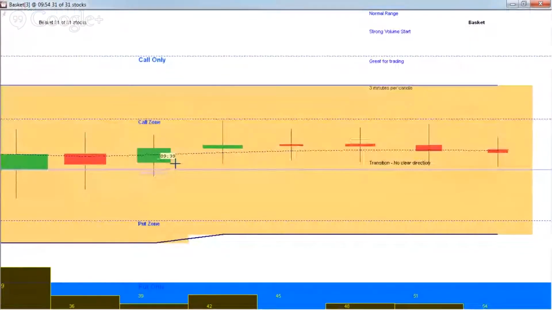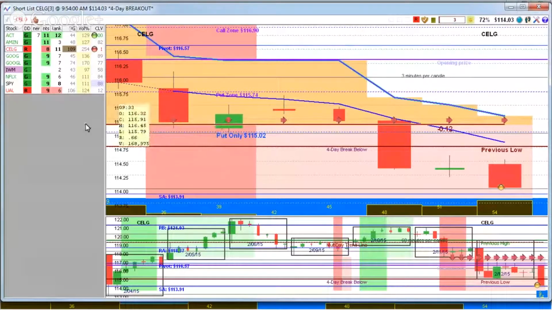And today, on this day, the basket's not fighting us. So it's like you can go either way, both sides, in fact, if you want. Not at the same time. So Celgene, I didn't look at anything else. I didn't even look down here at the 60, which is helpful.